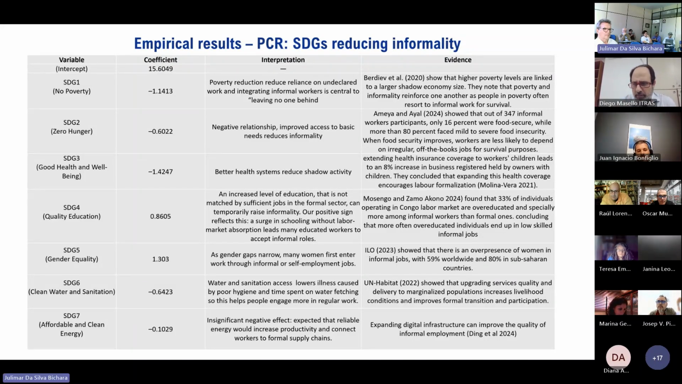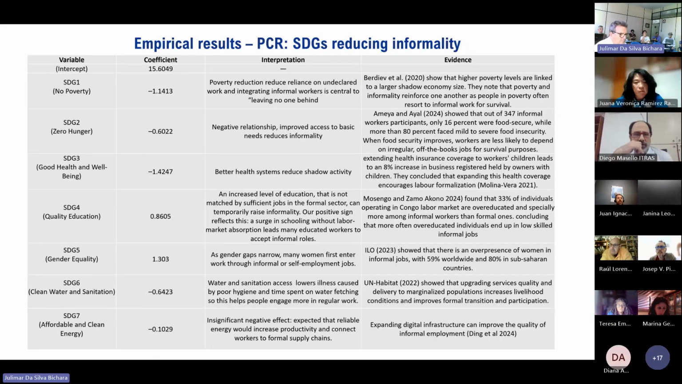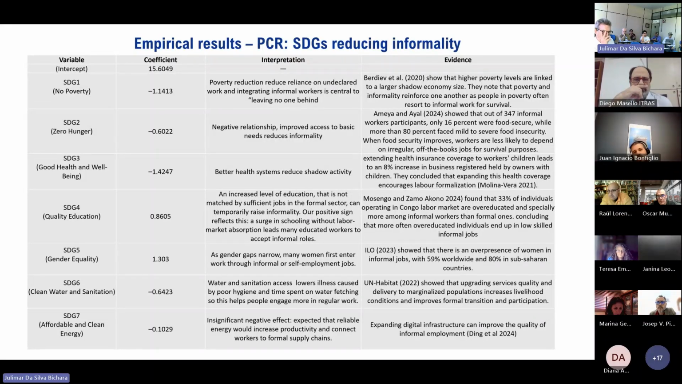So it relates to improved access to basic needs that reduce informality. The third component, again, is negative. So in terms of interpretation, we would need better health systems to reduce shadow activities. The quality of education this time is positive, meaning that an increased level of education that is not matched by sufficient jobs in the formal sector can temporarily raise informality. Our positive sign reflects this. A surge in schooling without labor market absorption leads many educated workers to accept informal roles.